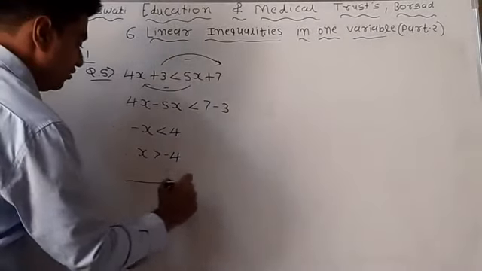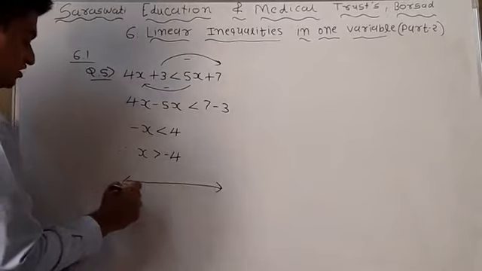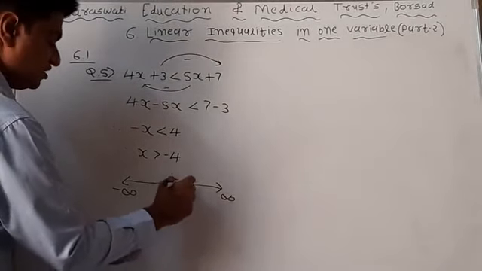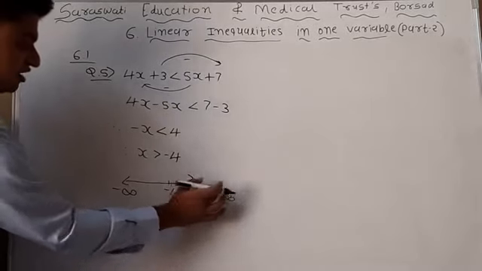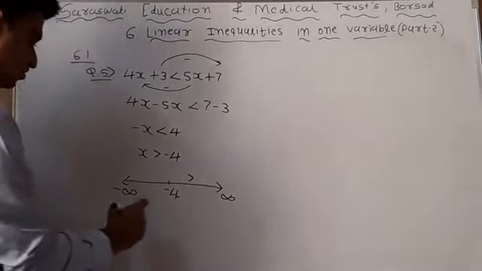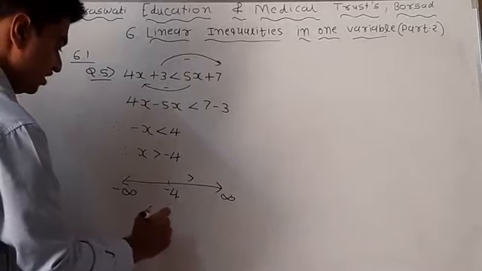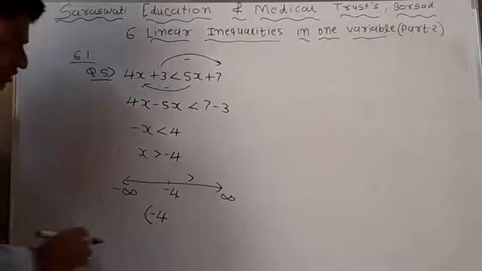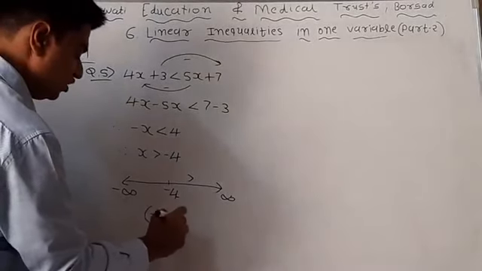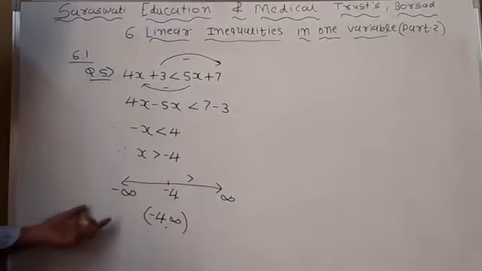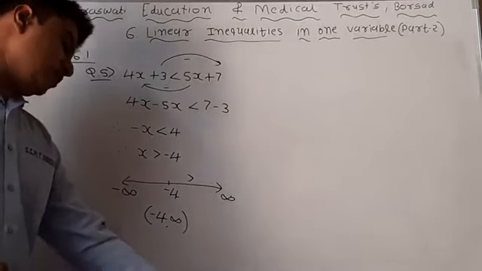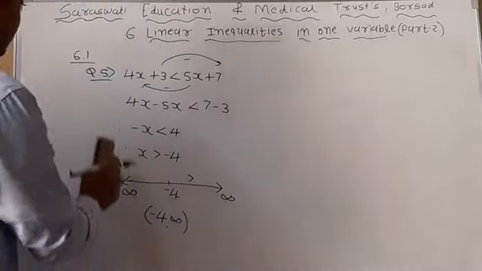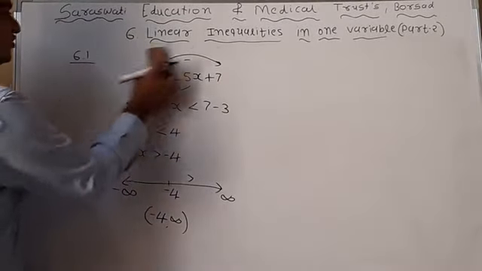Now for our final answer, minus infinity, and minus 4 is present here, the greater than arrow is present on this side. So the final answer is written in open interval form. Strictly greater than form is present, so here apply a small bracket. So minus 4 to infinity, open interval. Answer. So, okay, clear? Next question.